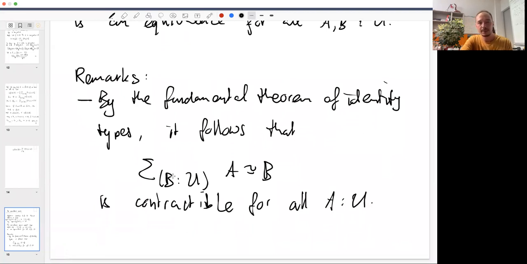Another thing, which I'm not going to write down, that was in the fundamental theorem of identity types, was that you can do an induction principle for the type family that you characterize the identity type with. So in this case, equivalences.